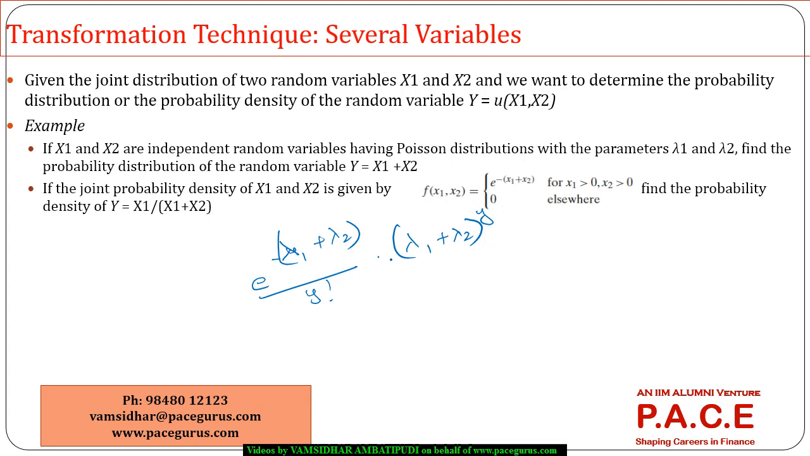The same logic applies in the case of continuous variables. Let's say I have a joint probability density function of x1 and x2 given as e to the power of minus (x1 plus x2). I am interested in finding y equal to x1 by x1 plus x2. I can see that the value of y decreases when x2 increases.